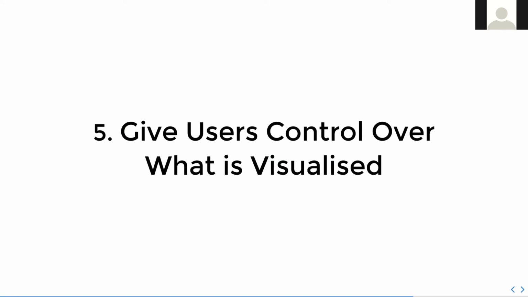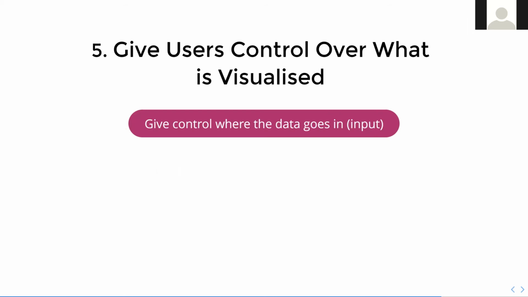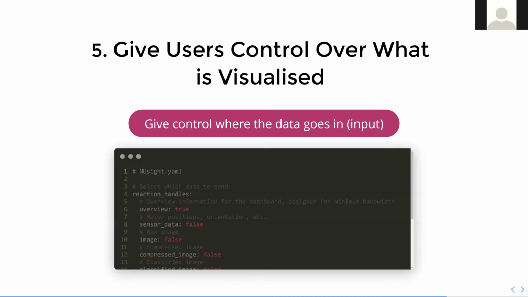The final principle is about giving the user control of the tool and control over what is visualized. So this can be applied in two places. The first is where the data comes in, so at the input layer. For example, in our main code base that runs on the robots, we have a configuration file for NUsight. This is a YAML file that provides a simple way to control exactly what data is sent to NUsight from the robot, allowing the user to pick and choose what they want to send. For example, you can disable vision objects.